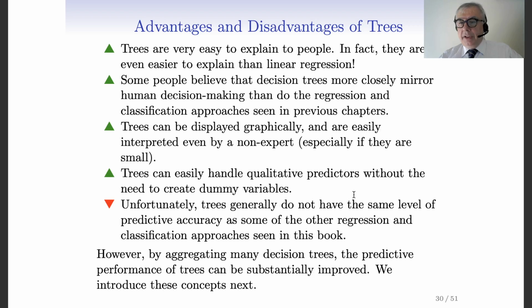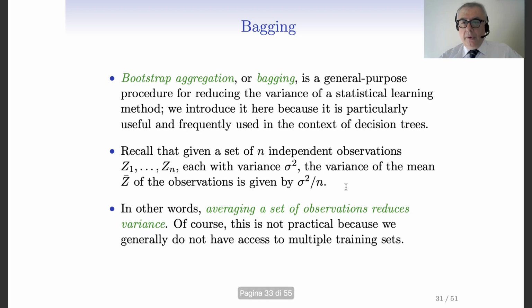Unfortunately, they don't have the same level of predictive accuracy as other regression and classification approaches. But as we are going to see, by putting together different decision trees, this predictive performance can be substantially improved, at the cost of losing, however, the ease of interpretation and communication.